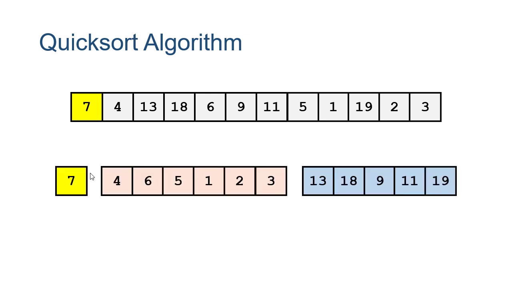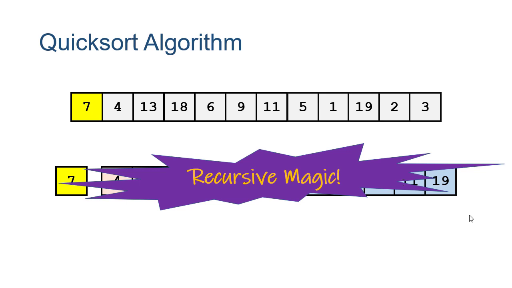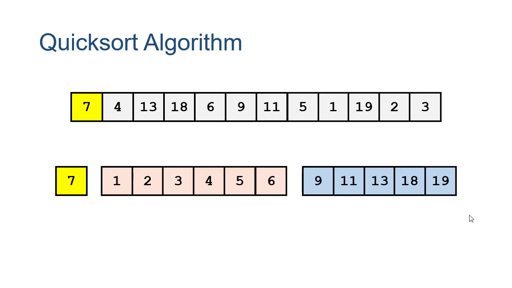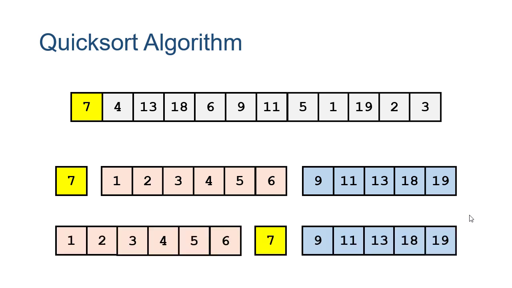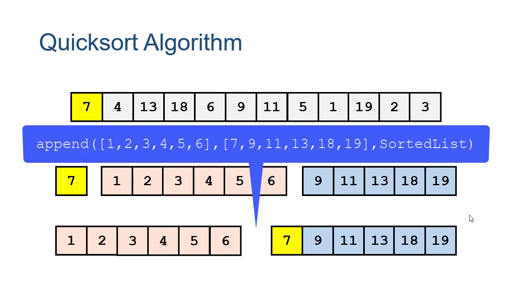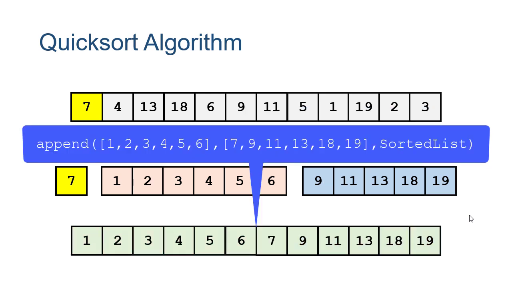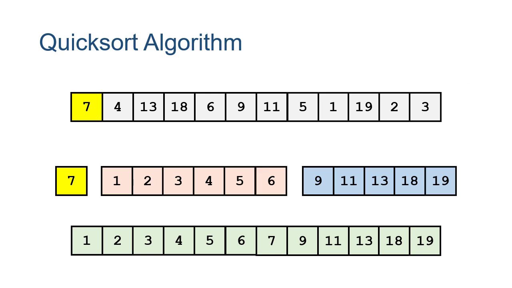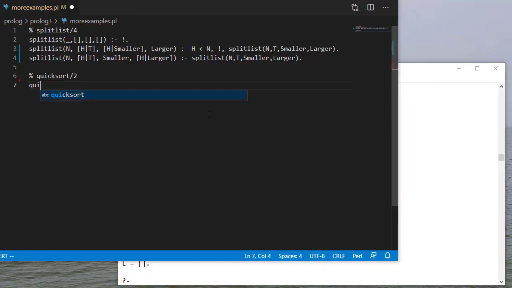So then, if I pivot around 7, I'm going to generate two lists, one with values less than 7, one with values greater than or equal to 7. Then I'm going to recursively sort those, and now they're sorted. Then I need to recombine these. Well, 7 is in between the lists. So first, I'm going to put 7 at the beginning of the larger list. Then I'm going to append the two lists, and that gives me a sorted list. So let's see how that works in code.